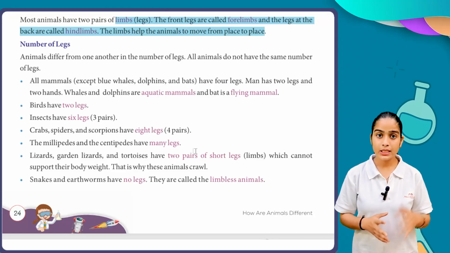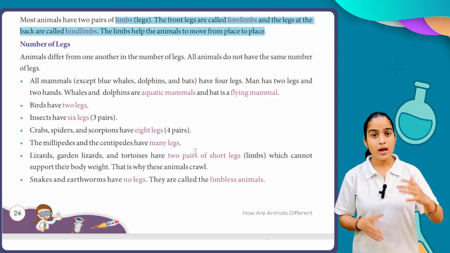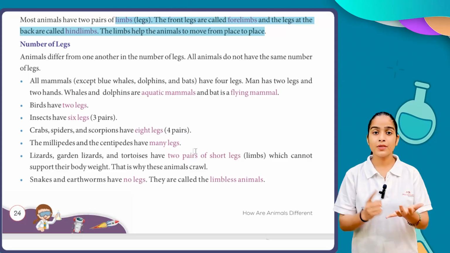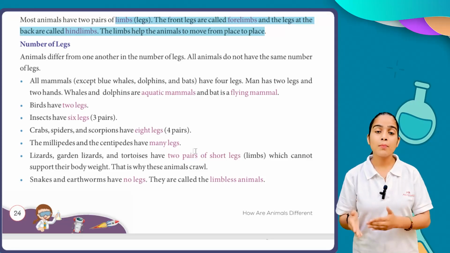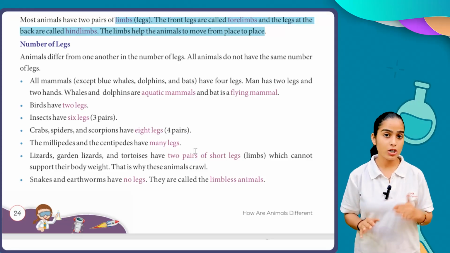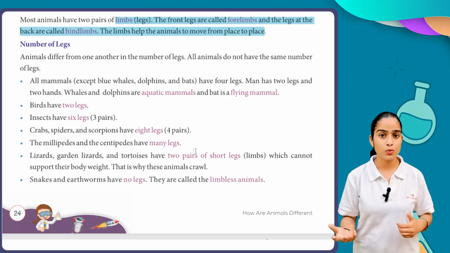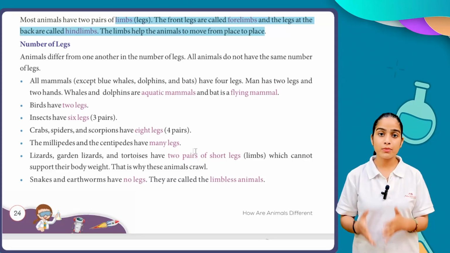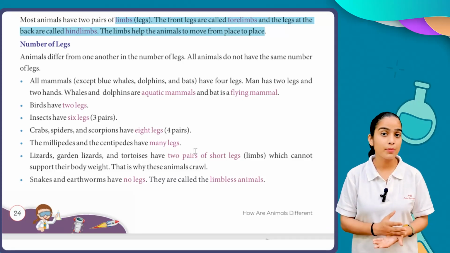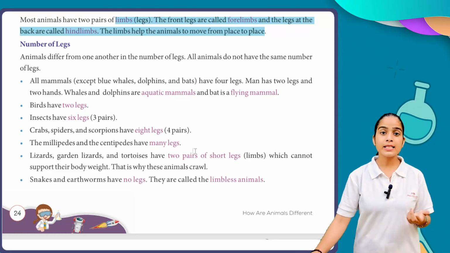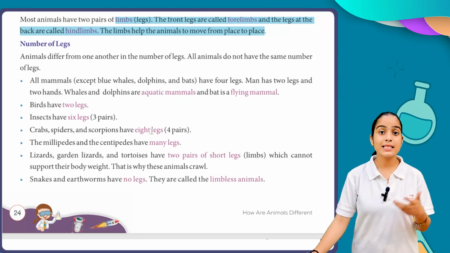So what we see is that human beings have legs, birds have, insects have, but the number of legs differs from each other. Human beings have only 2 legs. If we say spider, it has 6 legs, and birds only have 2 legs. So each and every animal has legs, but a different number of legs. And in scientific language, we refer to legs as limbs.